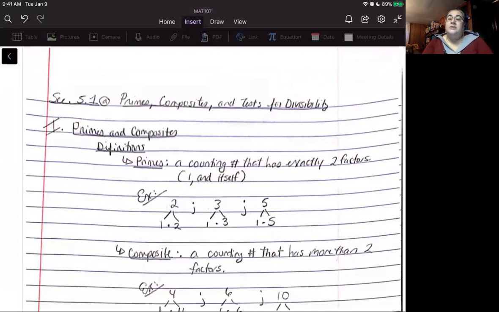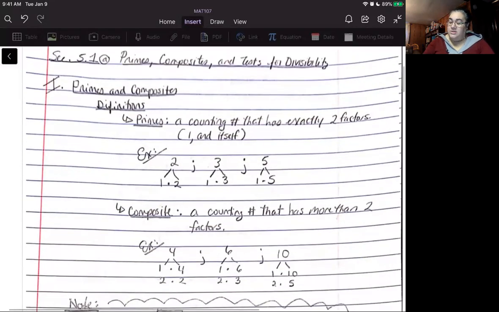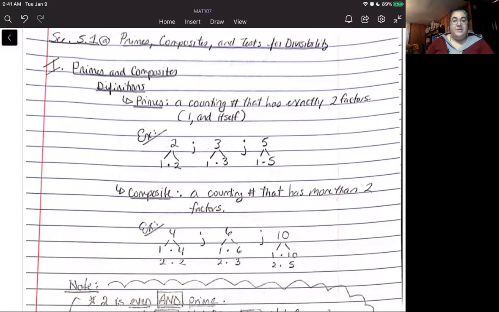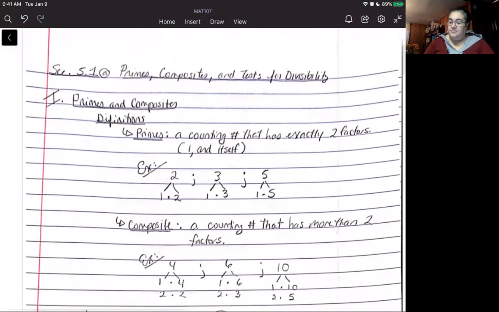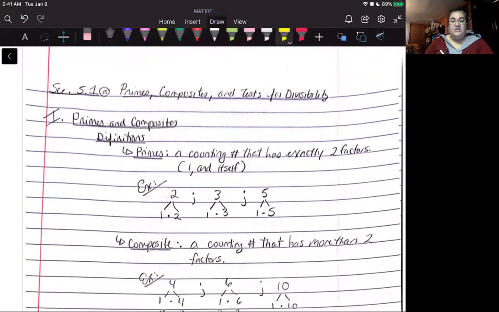But they're also building blocks for things like working with fractions, factoring polynomials, so on and so forth. So these are all important skills to have under your math belt. All right, so let's begin with primes, composites, and tests for divisibility. So today we're going to talk about, let's start with primes and composites, and let's start with a couple of basic definitions.